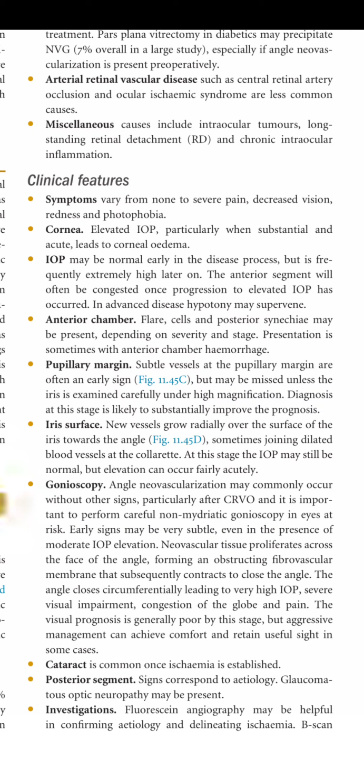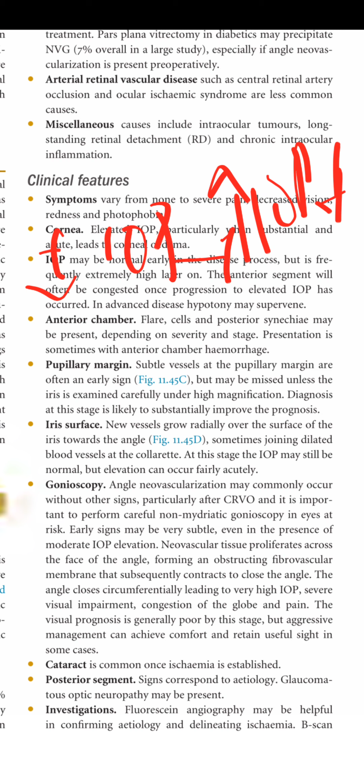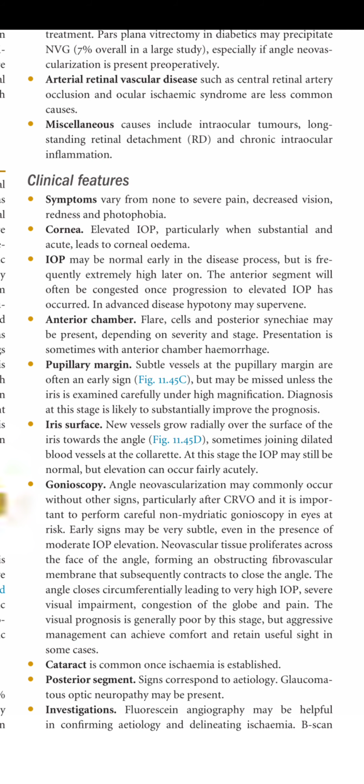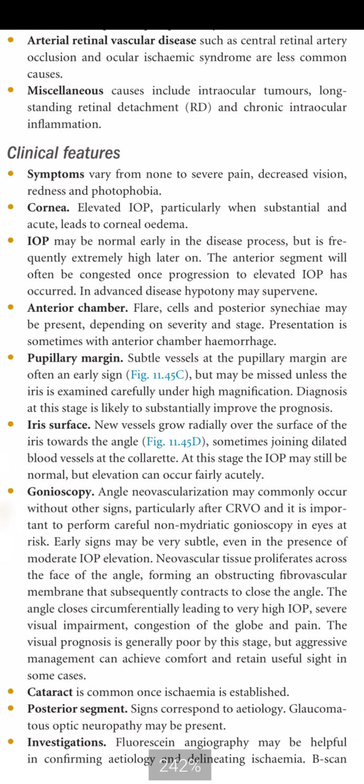IOP may be normal in the early disease process but is frequently extremely high later on. The anterior segment will often be congested once progression to elevated IOP has occurred. In advanced disease, hypotony may supervene. So low IOP, then raised IOP, then hypotony ensues. Anterior chamber: flare, cells and posterior synechiae may be present depending on the severity and the stage. Presentation is sometimes with anterior chamber hemorrhage. Why? Because the new vessels are leaking, so there can be flare, there can be cells, and there can be posterior synechiae as well due to inflammation.